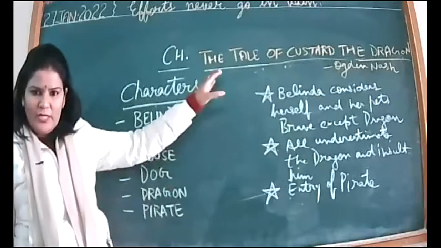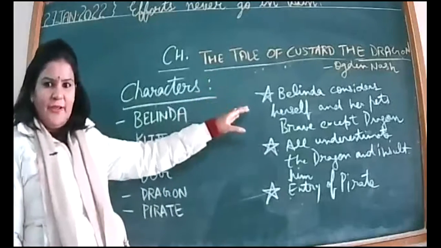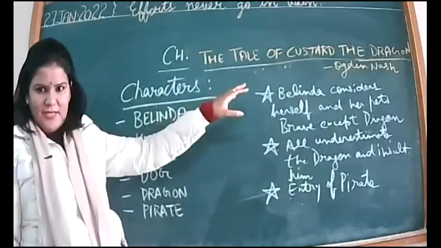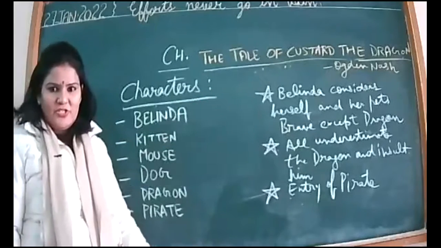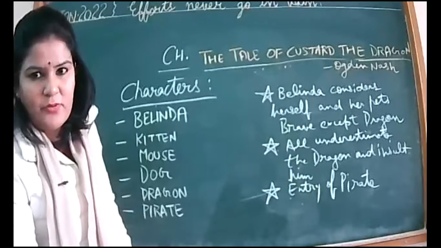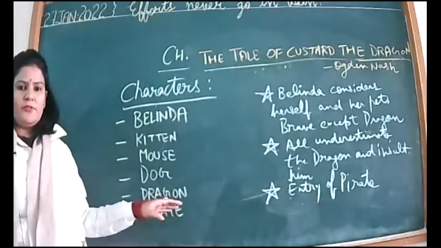The tale means a story of Custard the Dragon. Dragon is one of the prominent characters, and Custard is his name. Ogden Nash is the poet of this poem. You should remember, okay? Ogden Nash is the poet of this poem.